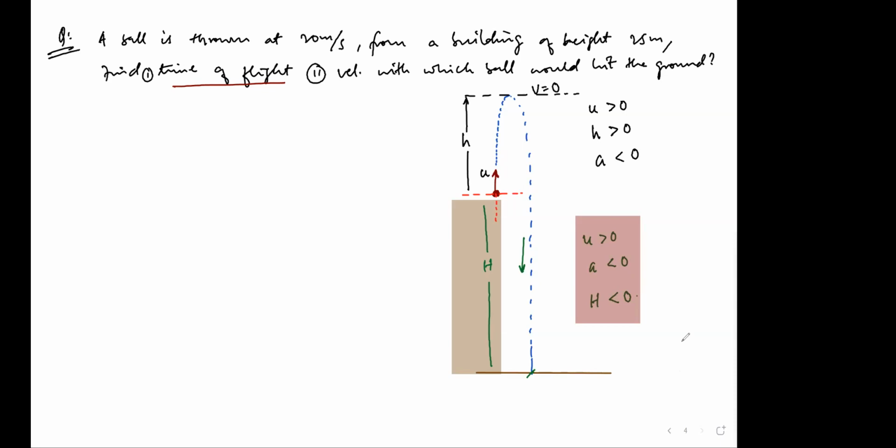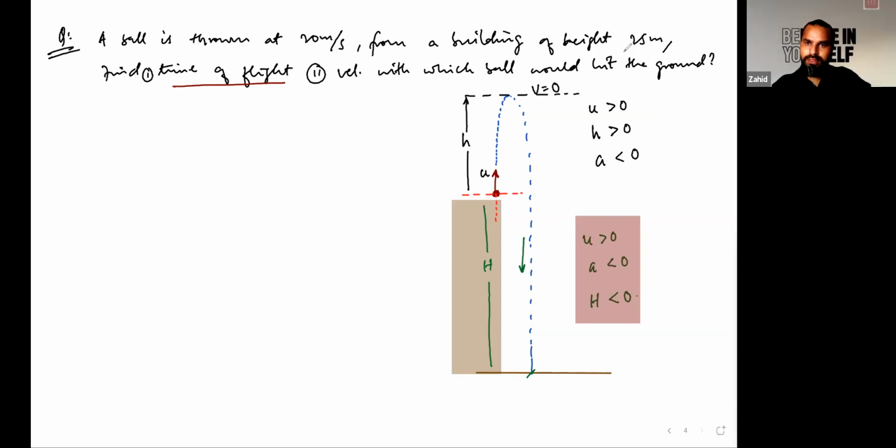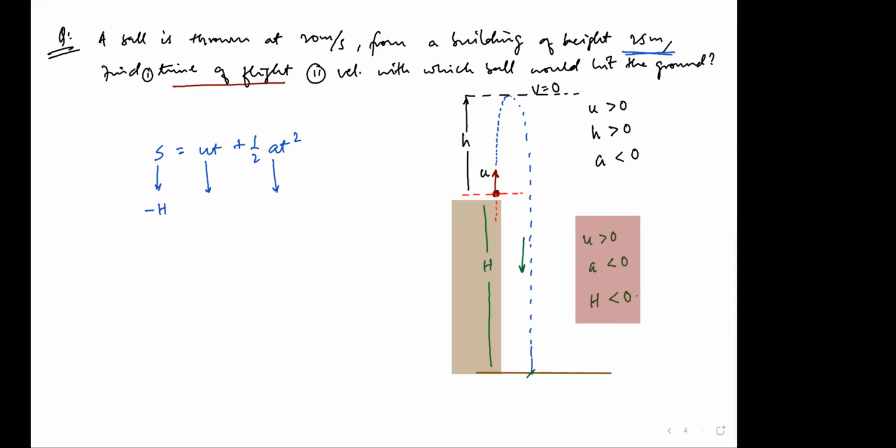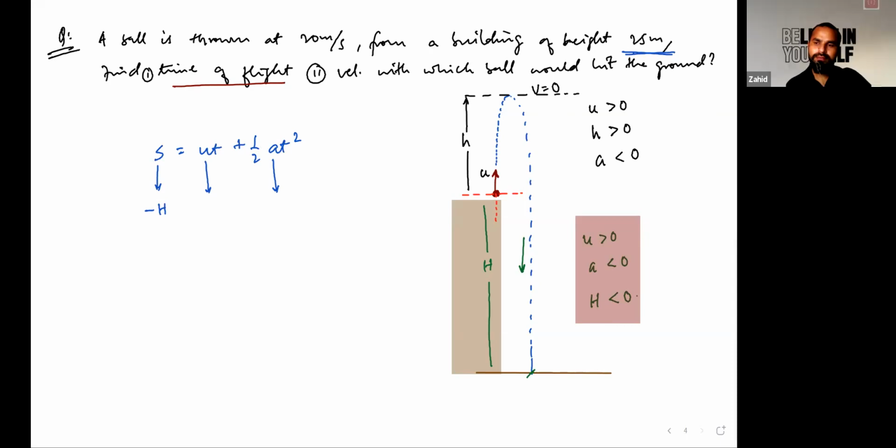Sir, for time of flight, first we have to find the height, right? Height is given in this question as 25 meter. The height of the building means capital H. So just use the second equation of motion, S is equal to ut plus half at square. We have S to be minus H, u to be positive 20 meter per second, and a to be minus of gravity, which is minus 10 meter per second square. Okay. Okay, sir. Hiba, any doubt? No, sir.